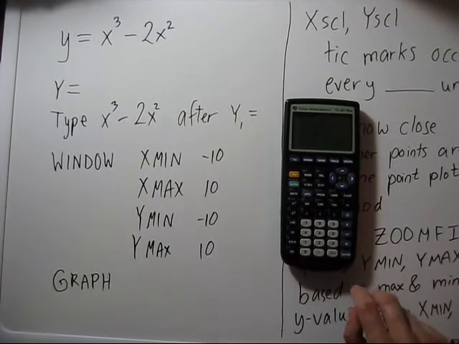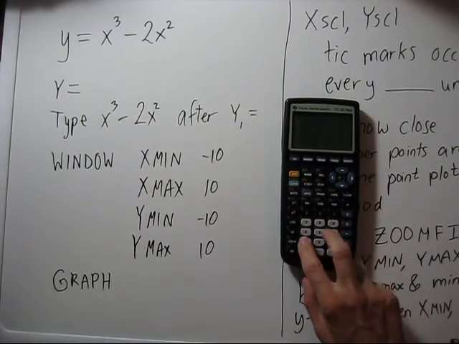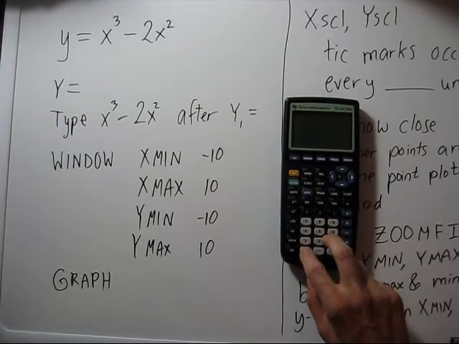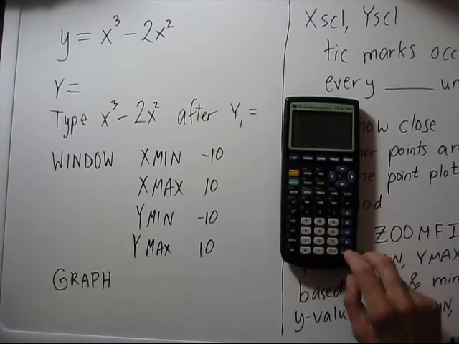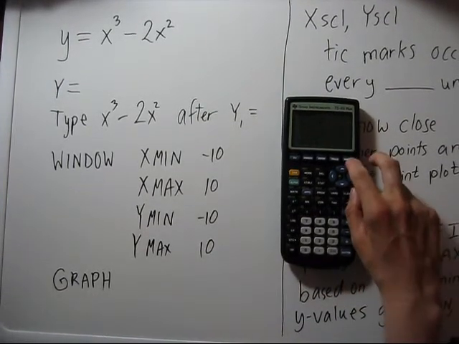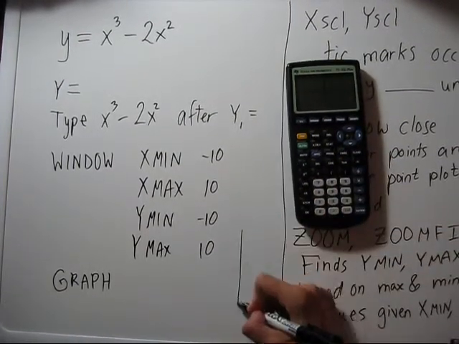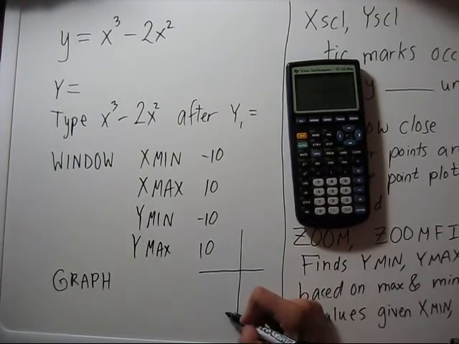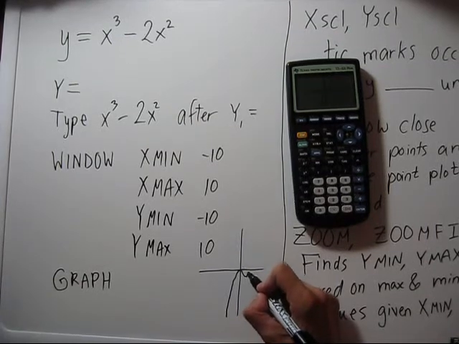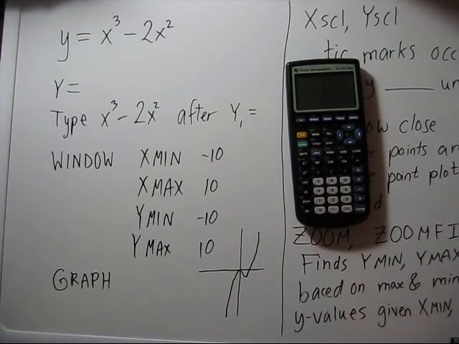Y min, let's put negative 10. And y max 10. Y scale, let's leave that one at 1. X res, let's do 1 for now. Now let's graph it. So your graph should look something like that.